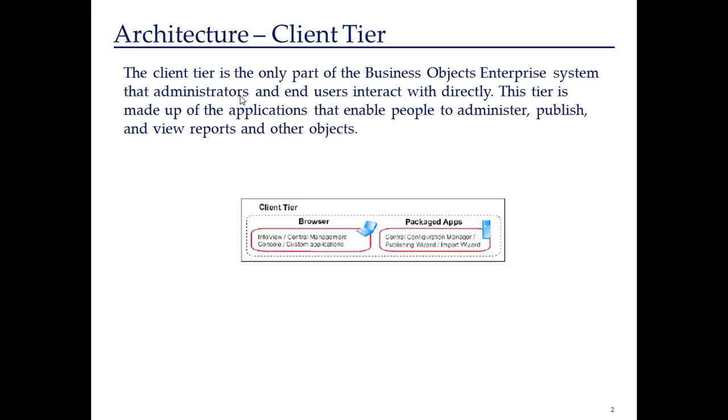It is the only part of your business objects enterprise that each and every user deals with. And you have two types of applications here, browser-based and packaged. Browser-based applications are those you can connect to using a URL. Packaged applications are those you need to install on your machine, open the tool, and provide login credentials to connect to your server. As a browser-based application, we discussed InfoView, which we have seen so far. InfoView is one of the browser-based applications: using a URL, you can log into your business objects enterprise and view all the content on your server machine.